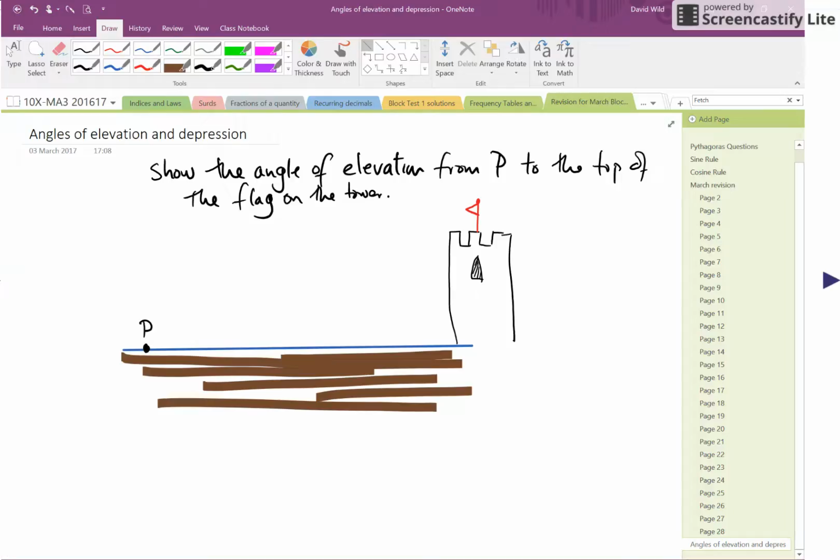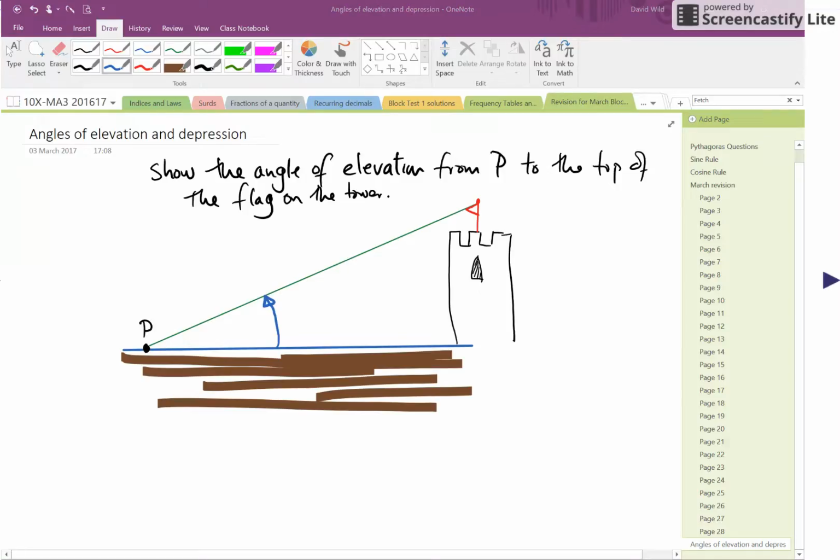And for our angle of elevation, we're going to draw a straight line that joins up from our point P up to the top of our tower. And the angle of elevation is this angle here. Okay? And of course we could easily measure that. So let's do that quickly.